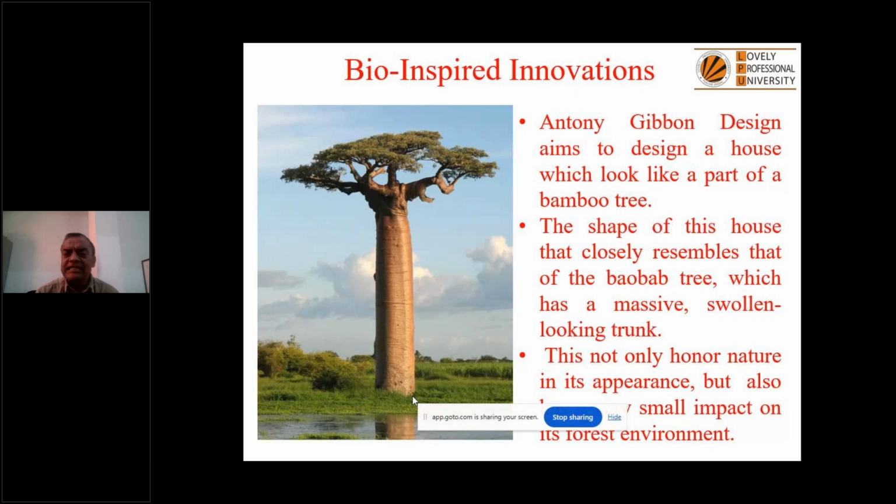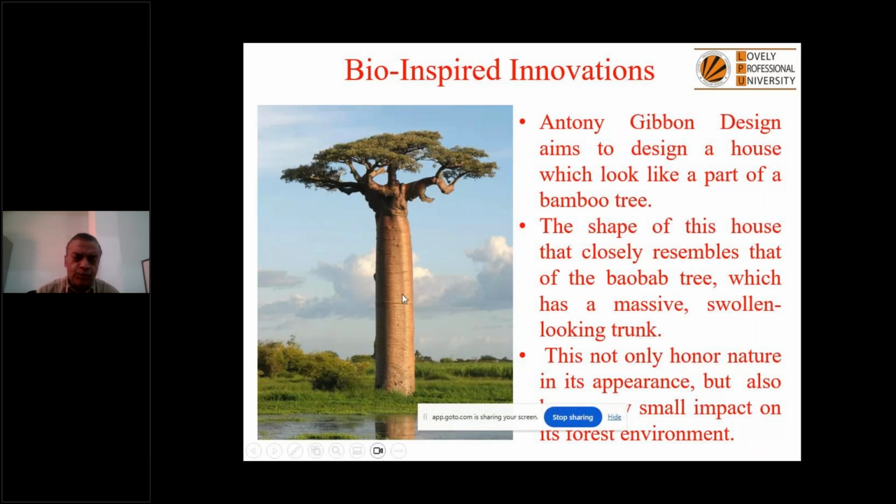Anthony Gibbon's design aims to create a house which looks like a part of a baobab tree. The shape of this house closely resembles that of the baobab tree, which has a massive, swollen-looking trunk. This not only honors nature in appearance, but also has a small impact on its forest environment. So what is this?